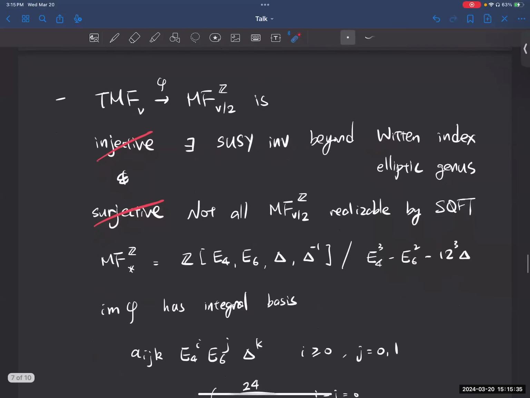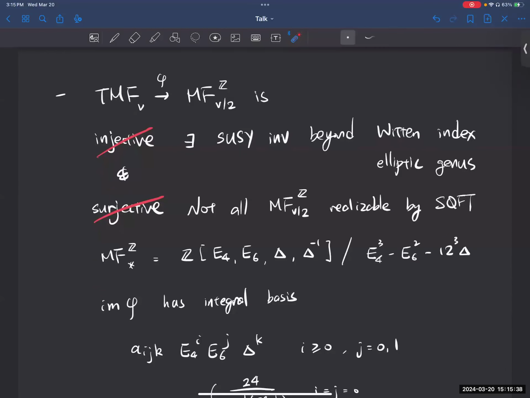All right, so as I just claimed, there is a mathematical map from TMF to MF. And the modular form is over the integer ring, the Z ring. So some properties of this map are, well, first of all, it's not injective. So you should think of this TMF as giving you some supersymmetry invariant. So any supersymmetric deformation does not change the class.